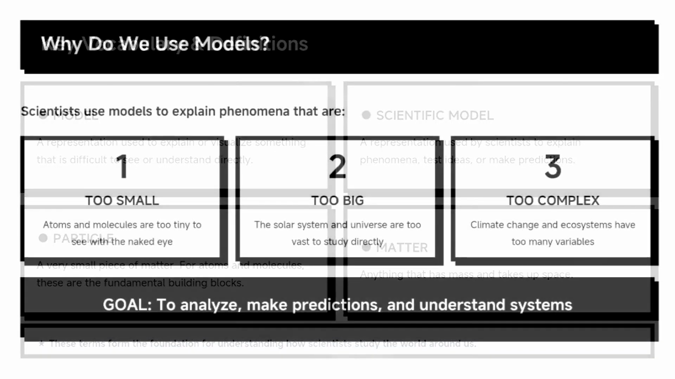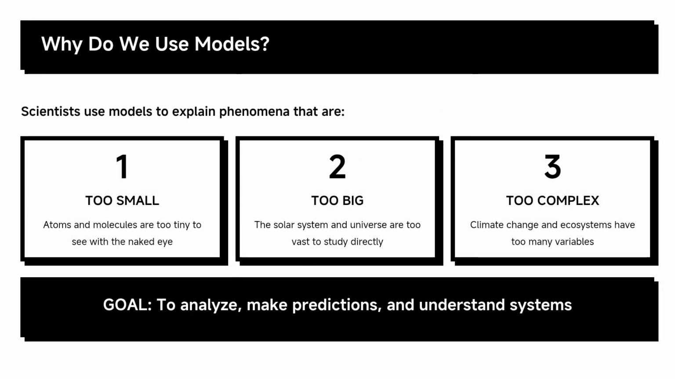Scientists use models for several reasons. First, to study things that are too small, like atoms. Second, for things that are too big, like the solar system. And third, for things that are too complex, like climate change. The main goal of using models is to analyze, understand systems, and make predictions.